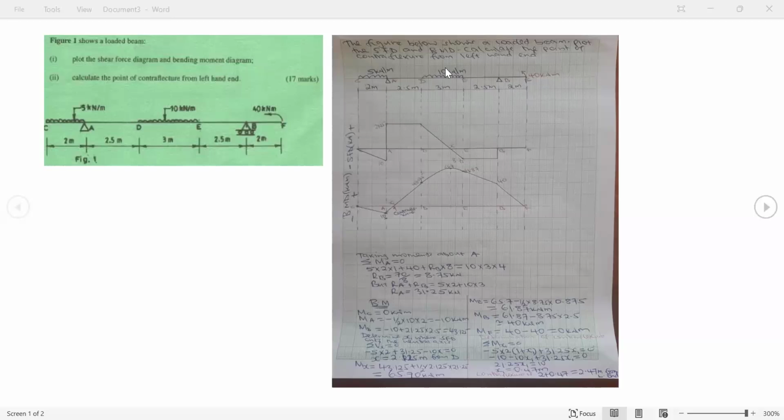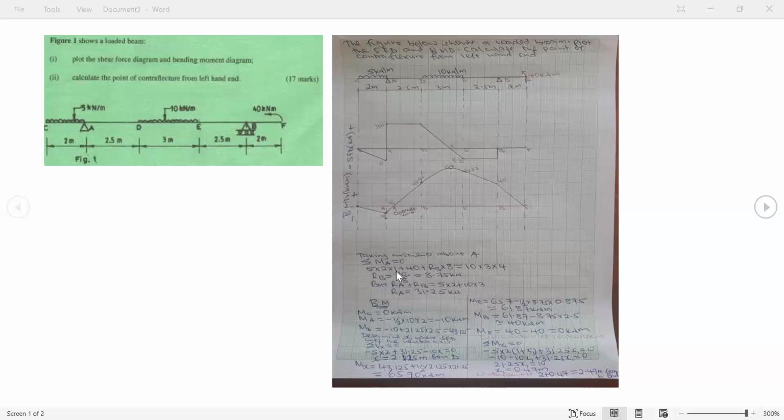We equate to the only moment that is causing the beam to rotate in clockwise direction: 10 times 3 into a point load will be 30. And then this 30 is acting midway of DE, which is 1.5 from B. So the total distance from A will be 2.5 plus 1.5, which is 4. If I make RB the subject, I will take 70 over 8. I get it as 8.75 kilonewtons.